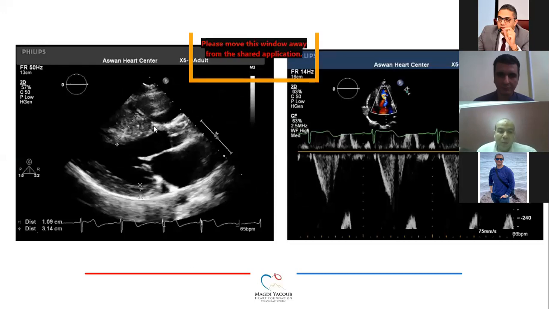And here we measured the septal thickness. It was 3.1 centimeters, and the posterior wall is 1 centimeter. I'd like to comment on the mid-ventricular part.